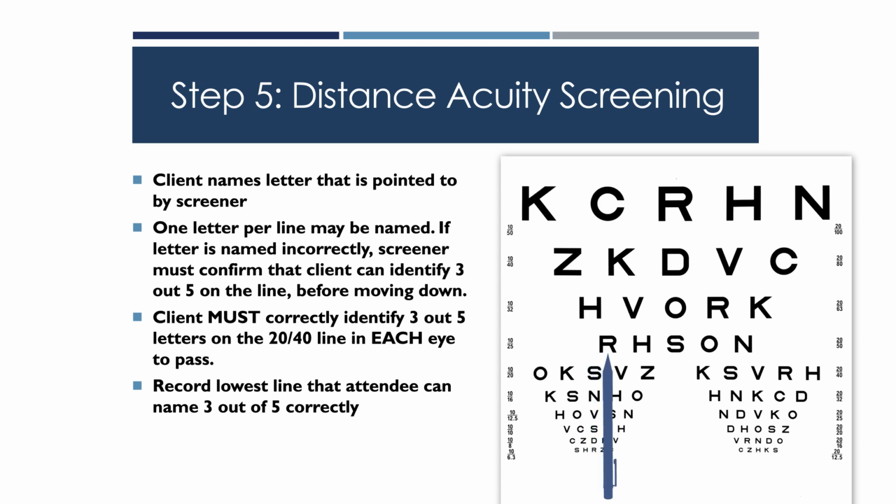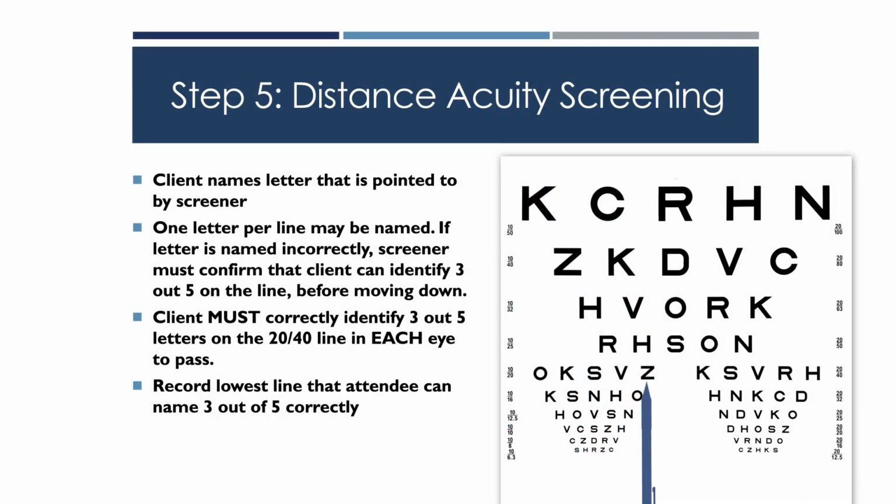Once you get to the 20/40 line, you're going to stop and take the client across on that line. This is the passing line. They must get 3 out of 5 correct on this line for 20/40 to be their acuity score and for them to be considered passing in the left eye. However, if you're working your way down the chart and a client does not get the letter correct that you're pointing to, you're going to take them across that line entirely.